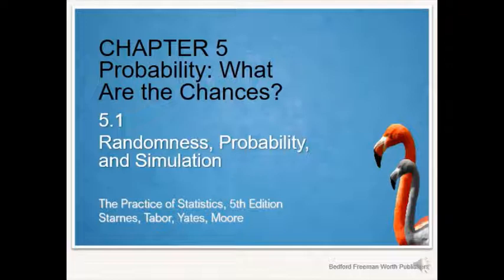So instead, what we're going to do is some simulations using some chance devices, a roll of a die, a random digit table, a flip of a coin, that kind of thing. The whole chapter, chapter 5, is dealing with probabilities, but the main topic in this first section of this chapter is simulations.